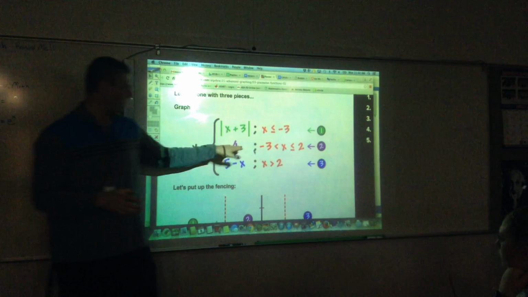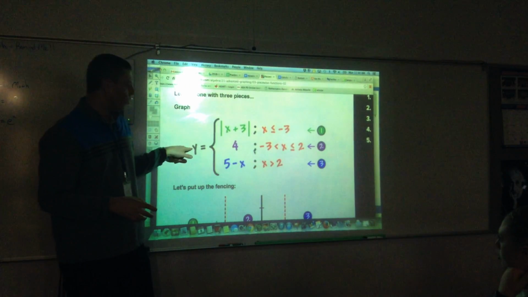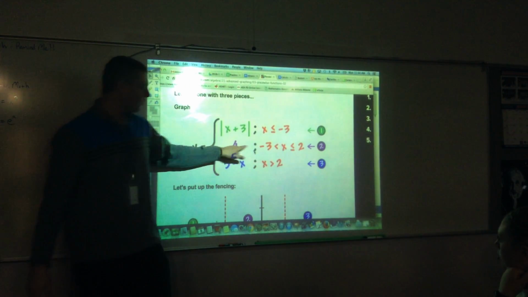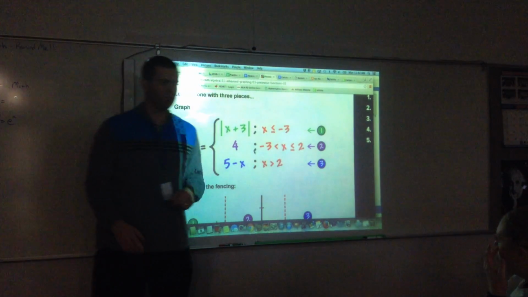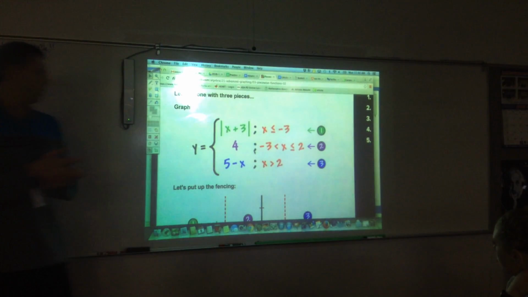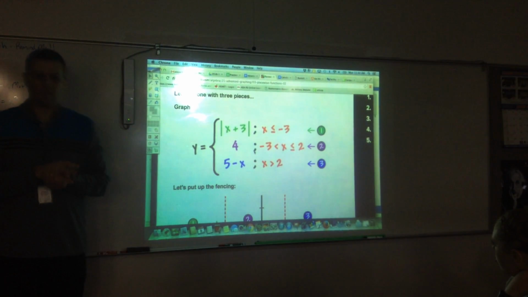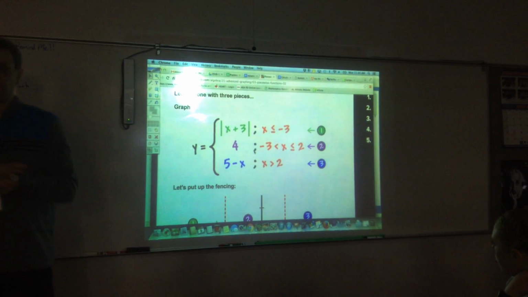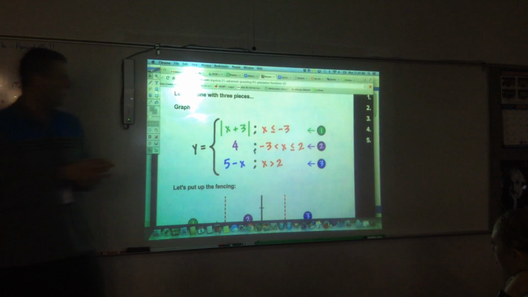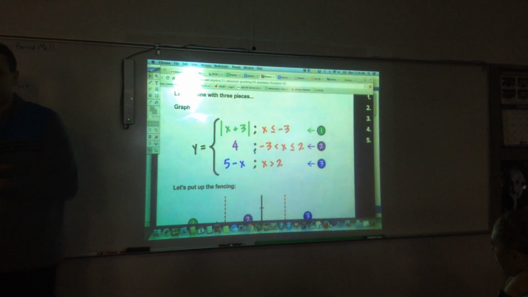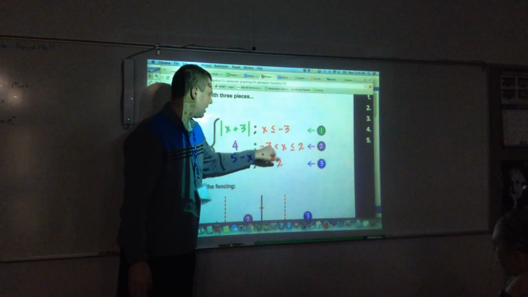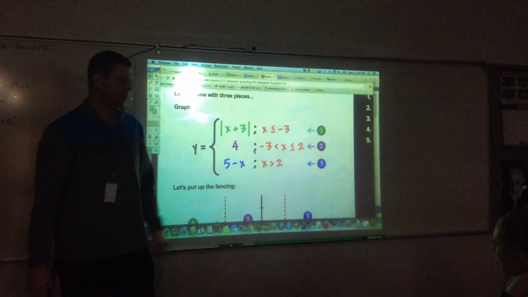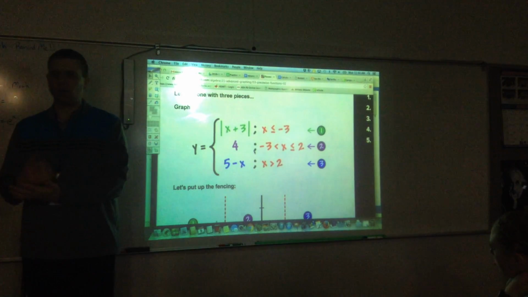The middle one, right? Y is equal to 4 for any x value that is greater than negative 3 but still less than or equal to 2. So if I plug in 0 for x, what do I get for y? 4. If I plug in 1 for x? 4. If I plug in 2 for x? 4. If x is any number between negative 3 and positive 2, the y value is always equal to 4.